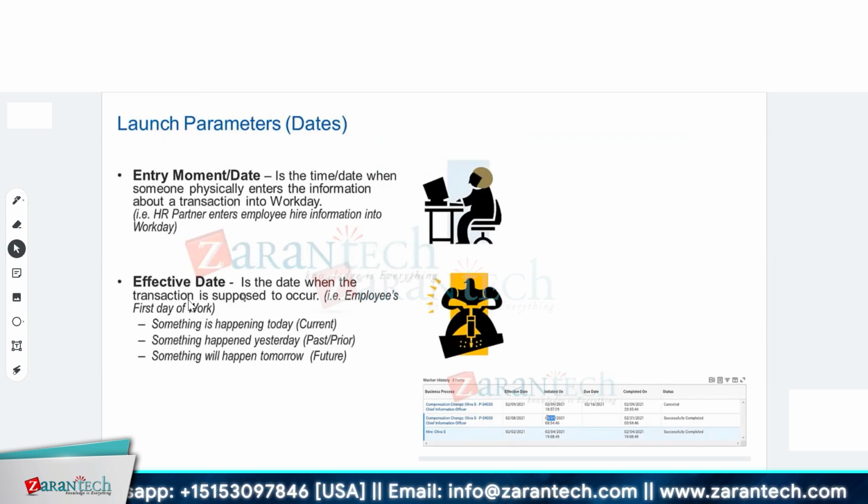The effective date is when the transaction is supposed to occur. So, the person was entered into the system on a specific date, like on Friday, maybe on the 14th, I entered information for this specific new hire, but they're not going to be actually hired. Their hire date isn't maybe until another week, right? And so that's what the effective date is. It could be something that's happening today, it could be happening yesterday or tomorrow.